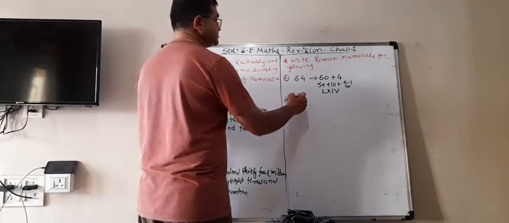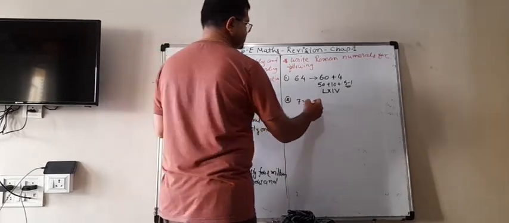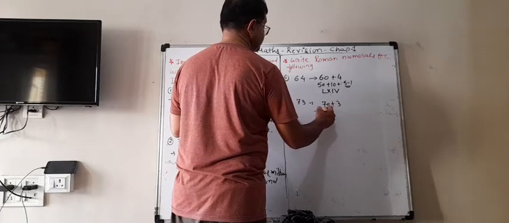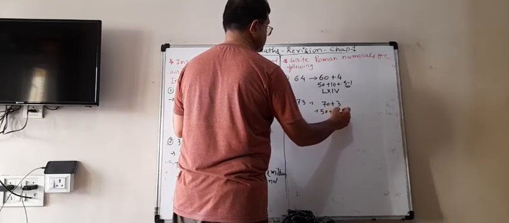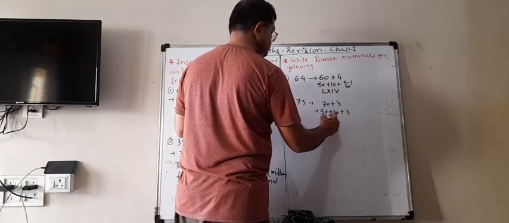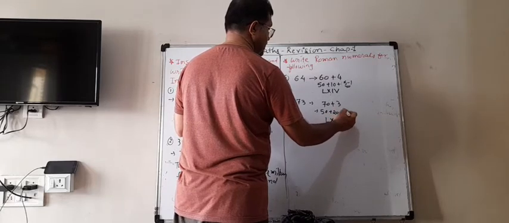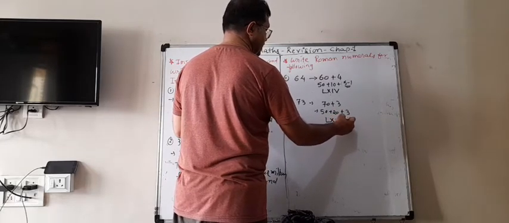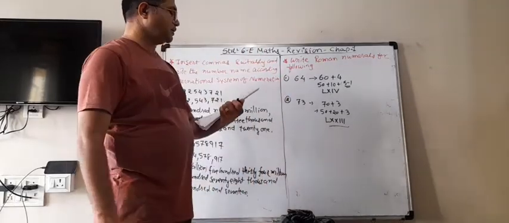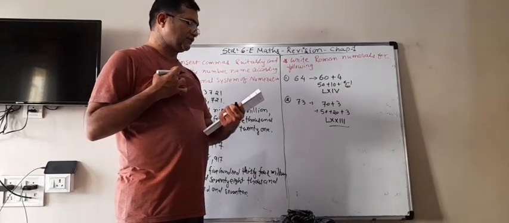Let's take another, 73. 73 is 70 plus 3. 70 is 50 plus 20 and plus 3. 50 is L. 20 means 2 times X, and then 3 means III. So that is the Roman numeral for 73.